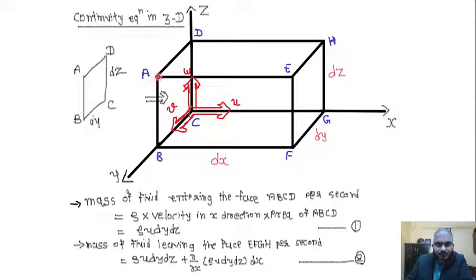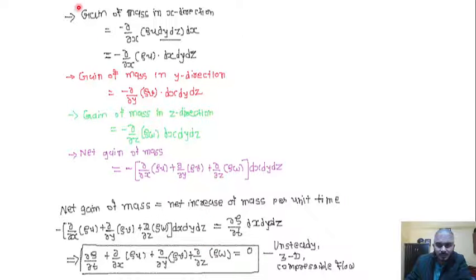So here we have taken two sections A, B, C, D and E, F, G, H that are in x direction. So here from ABCD the fluid is entering and from EFGH the fluid is leaving. So we calculated the mass entering and mass leaving the fluid element in x direction. So we obtained the gain of mass in x direction, in y direction and z direction. So we summed them up together to get the net gain of mass.